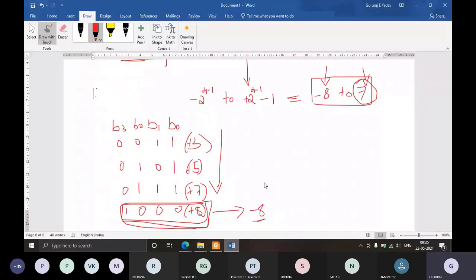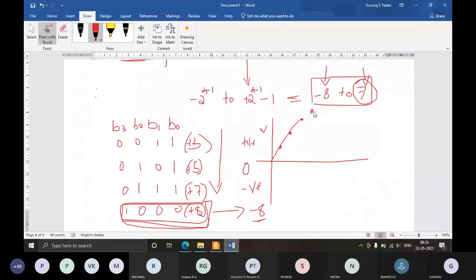If you plot this graph on an x-y axis, let's say these are positive values and these are negative values. Initially the value was +3, next it was +5, and next it was +7, starting from 0. This is the voltage that we are talking about. Now after +7, the next value is +8. It should have come somewhere here, +8.